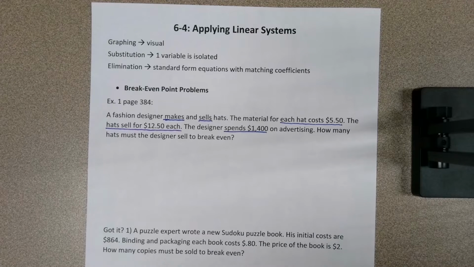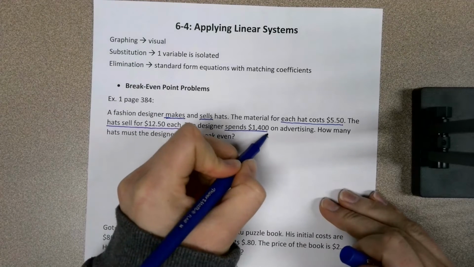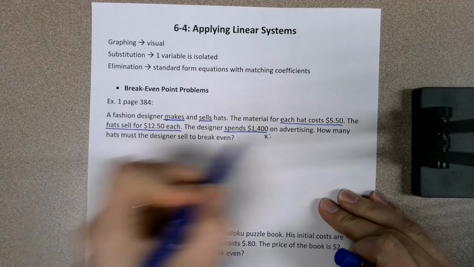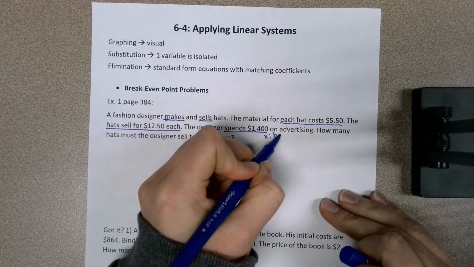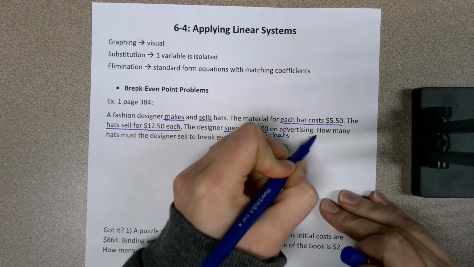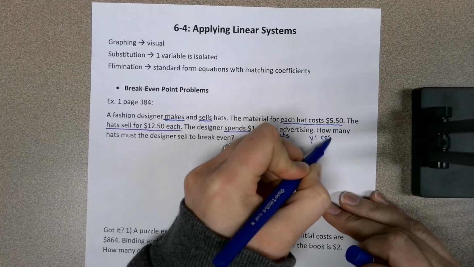So we need to identify our variables. Let's say X is each hat, so it's going to be the number of hats. Y then will be the total cost.